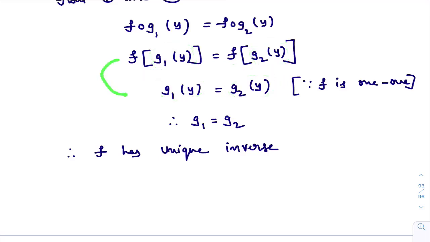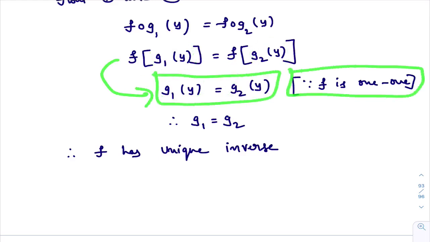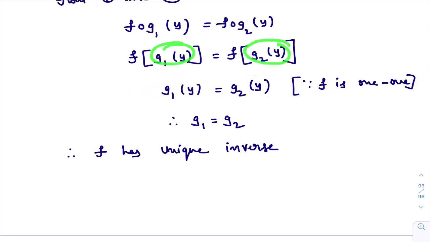Try to understand from this how we got this step. We know that f is one-one. If f is one-one, f of x1 equal to f of x2 implies x1 equal to x2. You imagine these things as x1, x2. Then it looks like f of x1 equal to f of x2. As f is a one-one function, from this I can write g1 of y equal to g2 of y. So from this, g1 equal to g2, I can write.